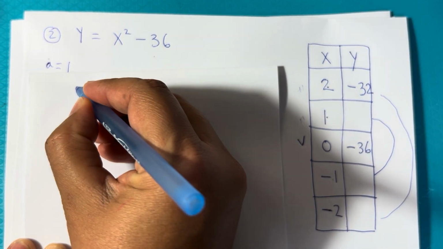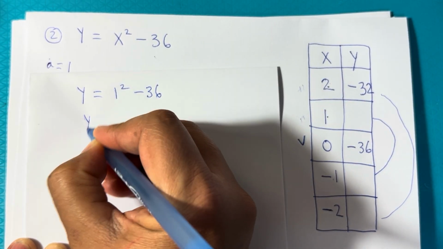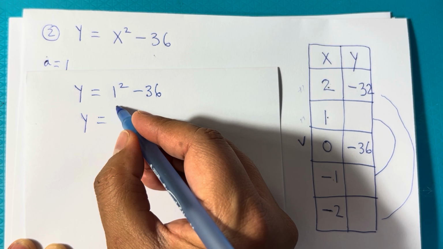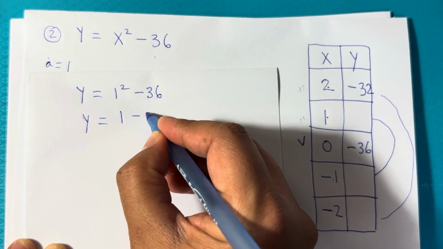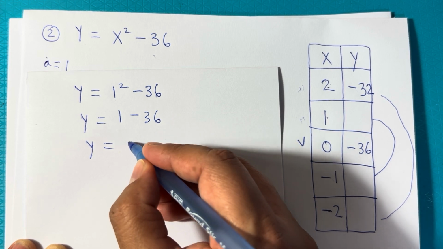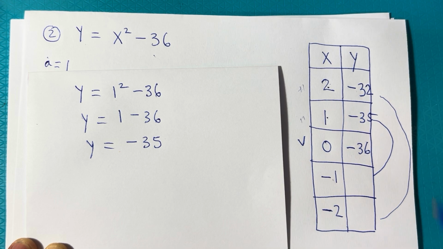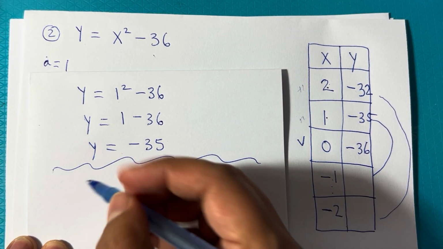Okay, number 1, y equals 1 squared minus 36. 1 squared means 1 times 1, which is 1, minus 36. And 1 minus 36 is negative 35. Negative 35 goes there.